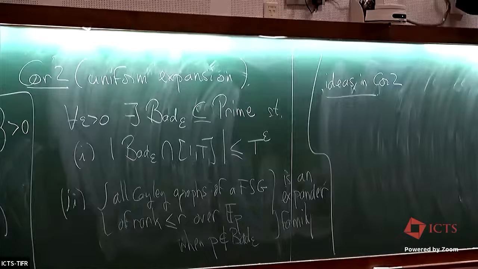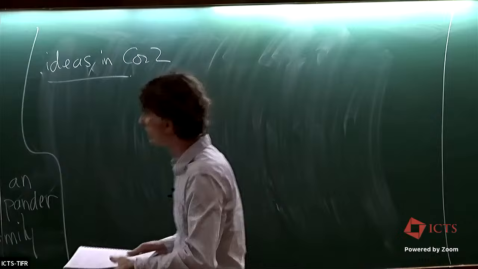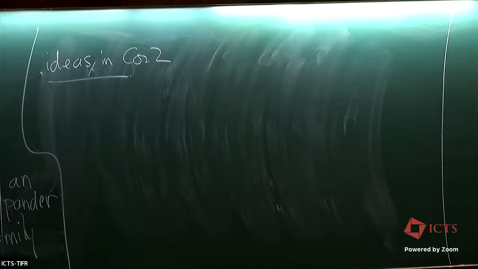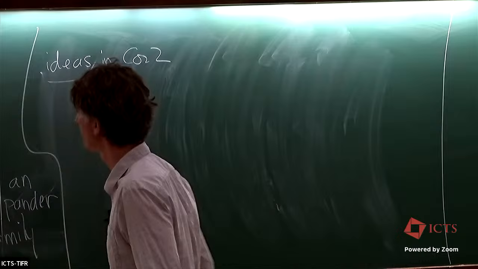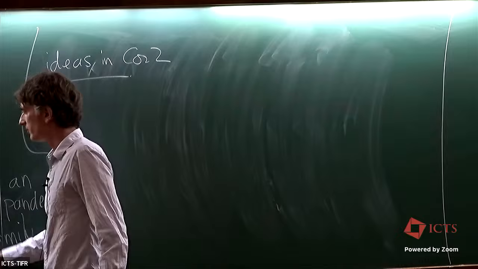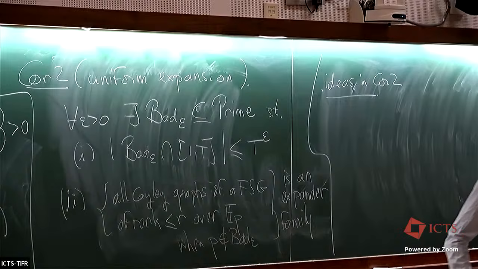Some ideas. So how do you go? This is a statement mod p, while over here we have a statement in characteristic zero. So how do you go from characteristic zero to characteristic p? Maybe one comment before that. If you know that this is a family of expanders, another way to understand expanders is to say that a graph is an expander graph if it's sparse and highly connected. Another equivalent formulation is to say that random walks on the Cayley graph equidistribute as fast as can possibly be.